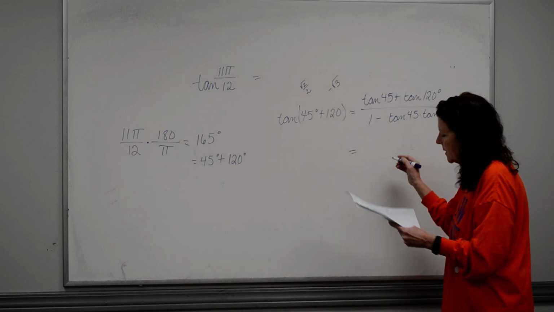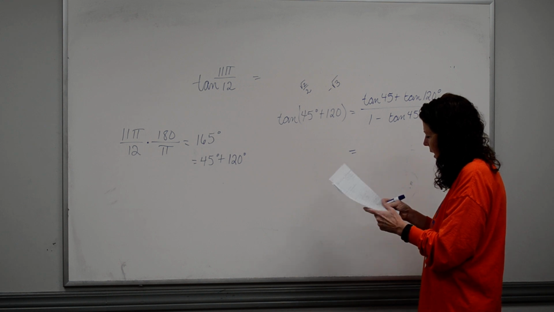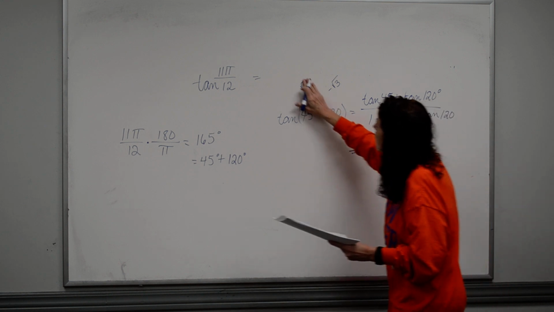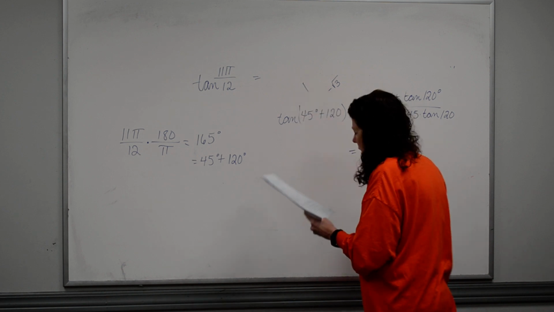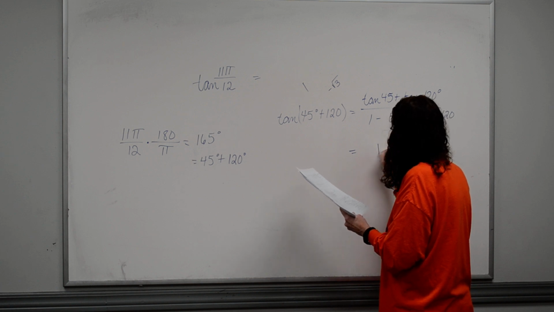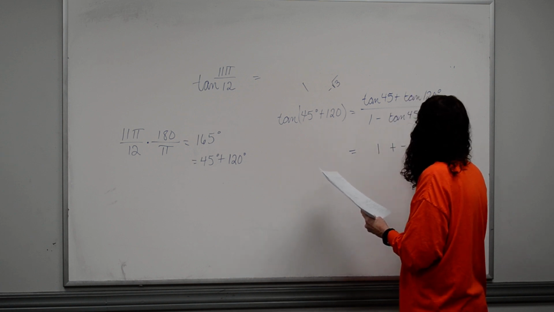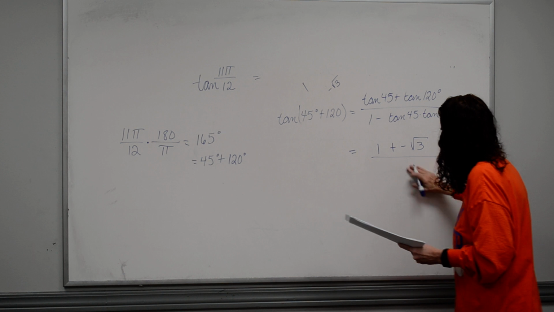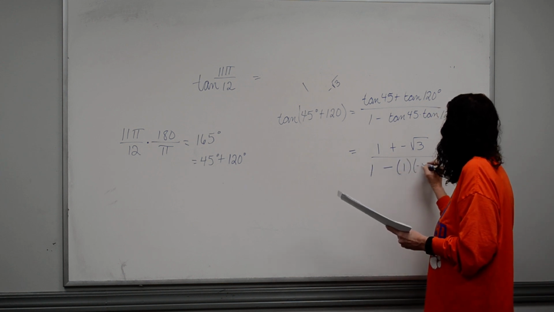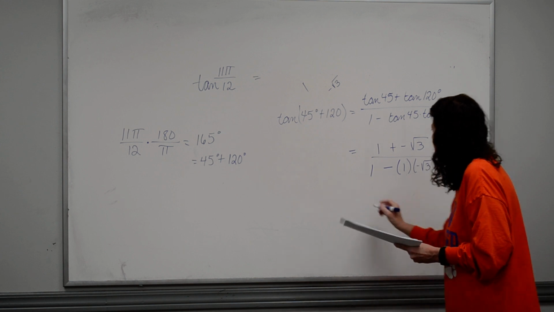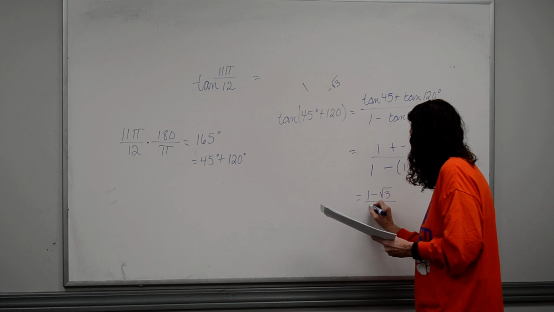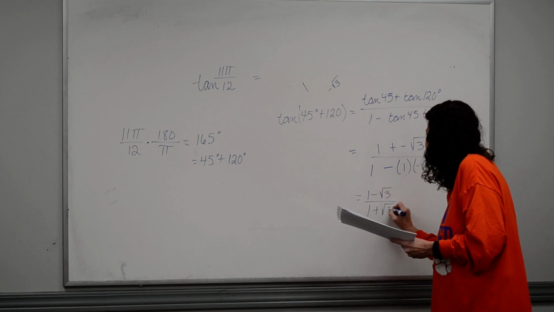So on the top, I have got, actually, at 45 it's not square root of 2 over 2, it's 1. So on the top, I've got a 1 plus a negative square root of 3. And on the bottom, I've got 1 minus 1 times a negative square root of 3. So, if you will, on the top I have 1 minus the square root of 3, and on the bottom I've got 1 plus the square root of 3.